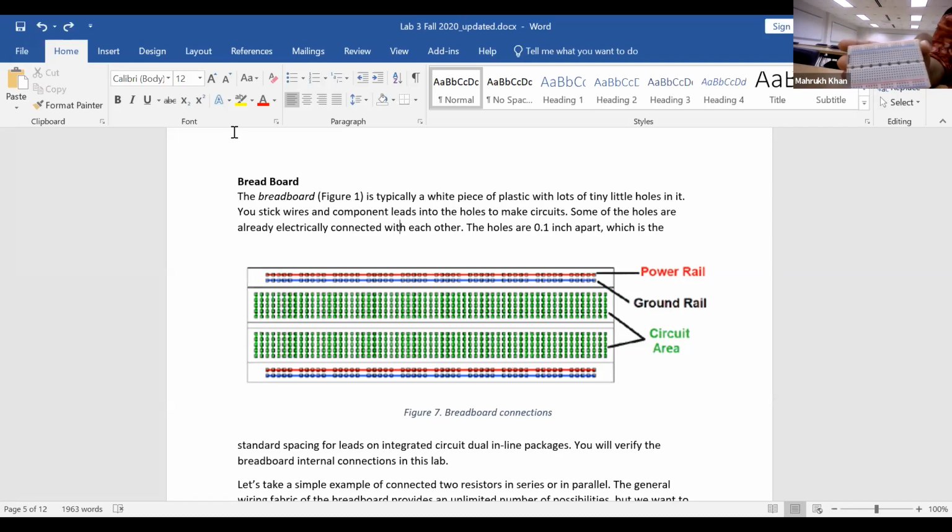Please open the document I'm showing in front of you too, so it will be easy to understand. Similarly, in the bottom part, you see the power rails, okay? This power rail is not connected to the other power rail, but they are also connected within themselves. So if you feel confused about your breadboard, open up this document and see this picture, and you will be clear about that.